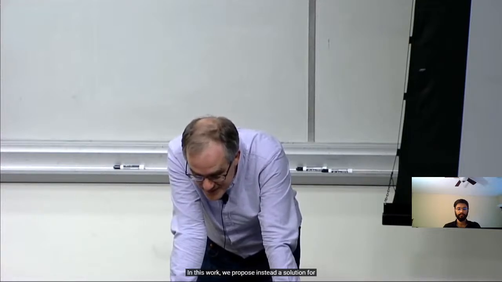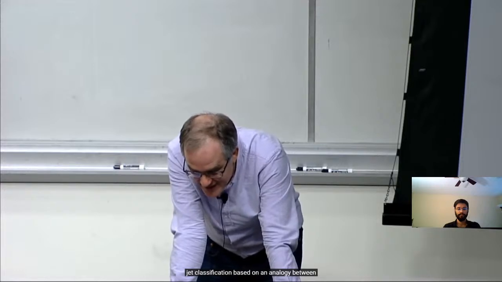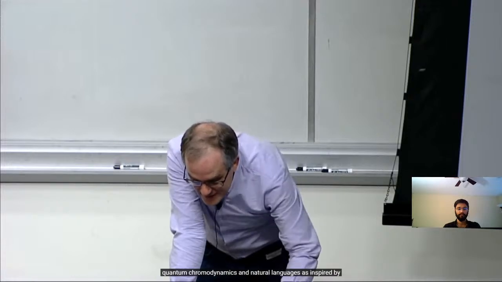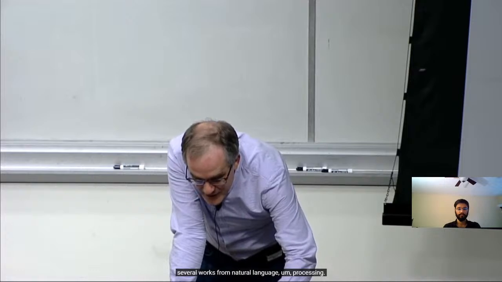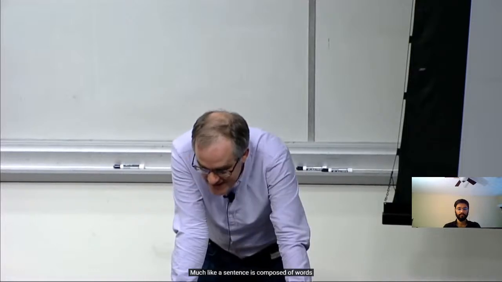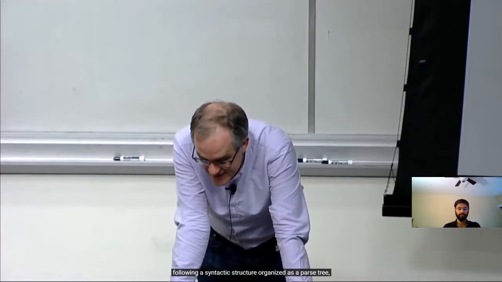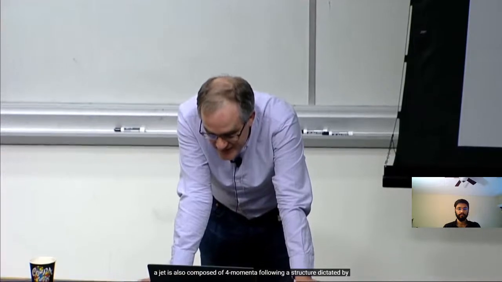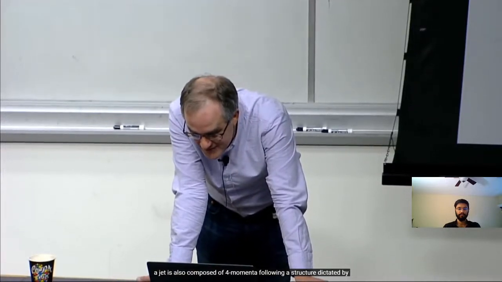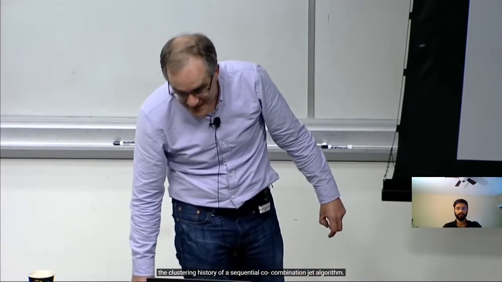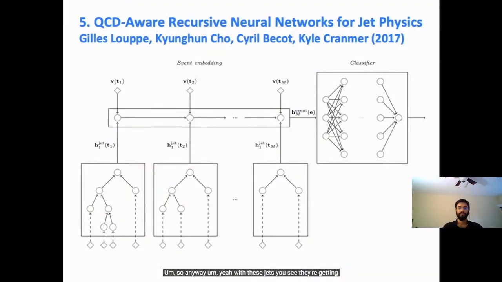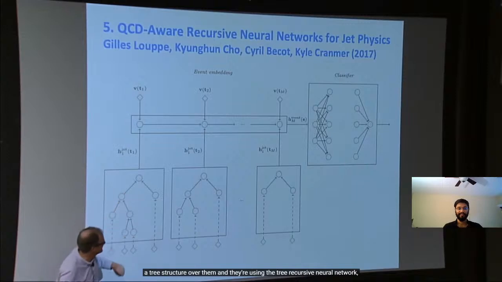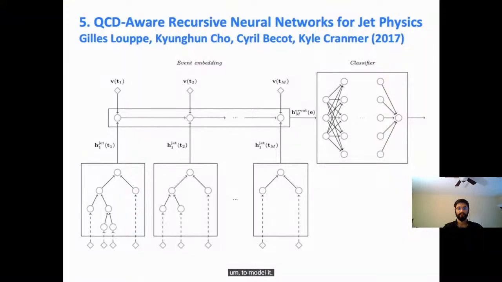In this work, we propose instead a solution for jet classification based on an analogy between quantum chromodynamics and natural languages, as inspired by several works from natural language processing. Much like a sentence is composed of words following a syntactic structure organized as a parse tree, a jet is also composed of four momenta following a structure dictated by QCD and organized via the clustering history of a sequential combination jet algorithm. So anyway, with these jets, they're getting a tree structure over them, and they're using a tree recursive neural network to model it.